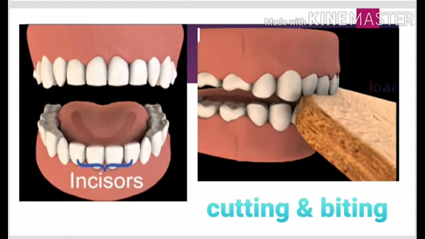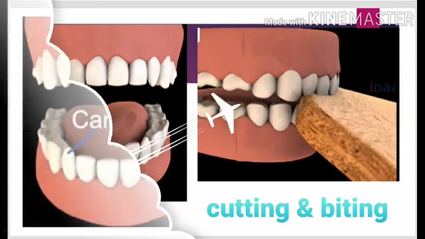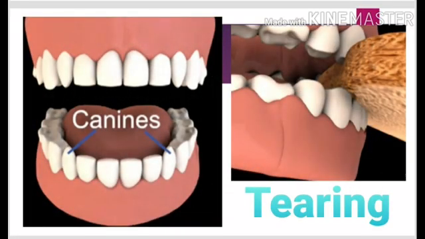First 4 teeth in upper and lower jaw are incisors. They are helpful in cutting and biting of the food, as you are watching here. Second type of teeth are canines, 2 in the lower jaw and 2 in the upper jaw. These are helpful in tearing things. Canines, or tearing teeth, of carnivores are too strong so that they can tear the flesh.